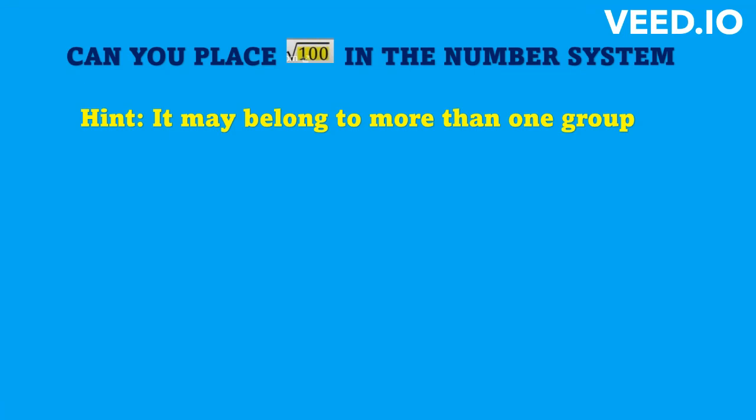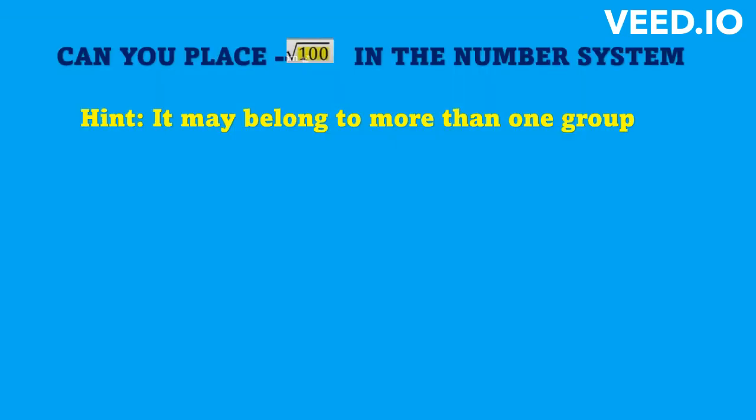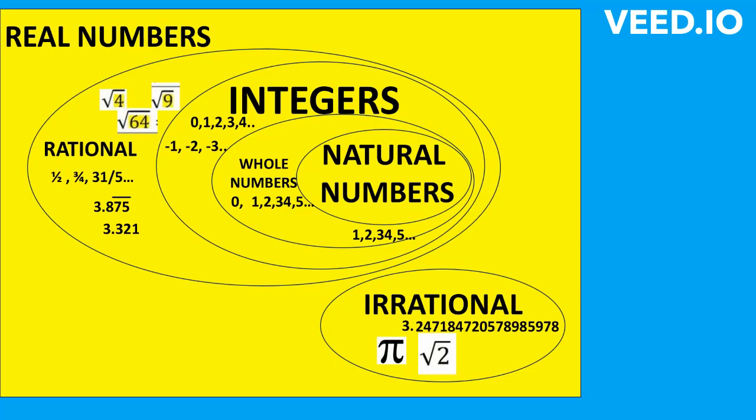Root 100 is also 10. Perfect square, a rational number, an integer, a whole number, a natural number. It belongs in all these categories. Minus square root of 100, that means minus 10. Minus 10 is an integer. It is also a rational number. It's not a whole number.